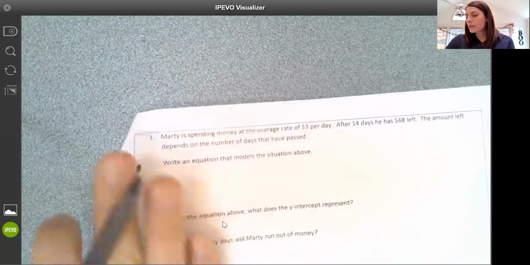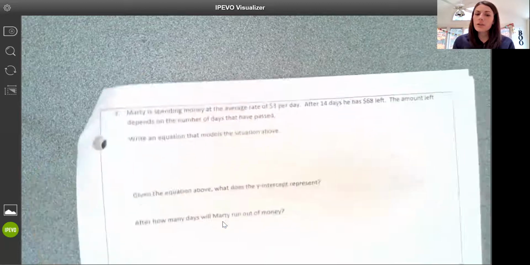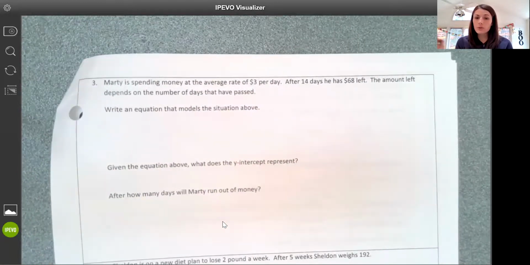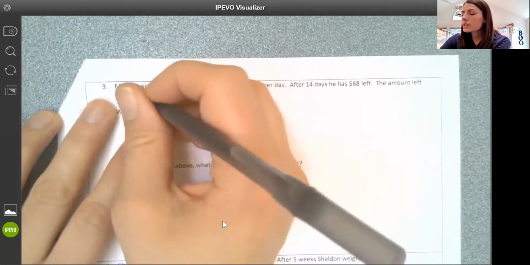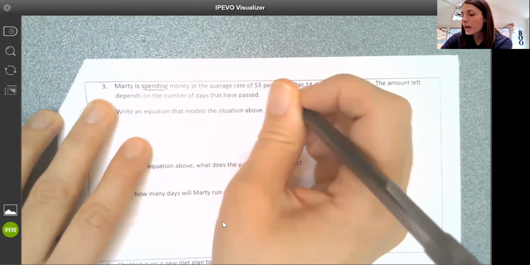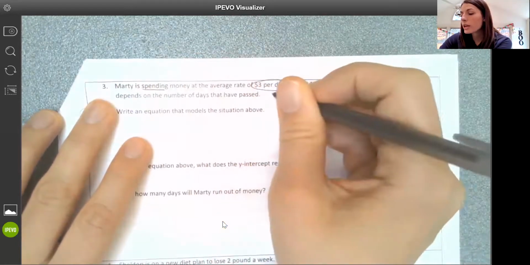Let's look at another example. So here, there's a few things we have to be careful on. First of all, the information we're given is different in this example. And also we need to be thinking, on the first two, we were always adding money, okay? On 3, it says Marty is spending money at an average rate of $3 per day.